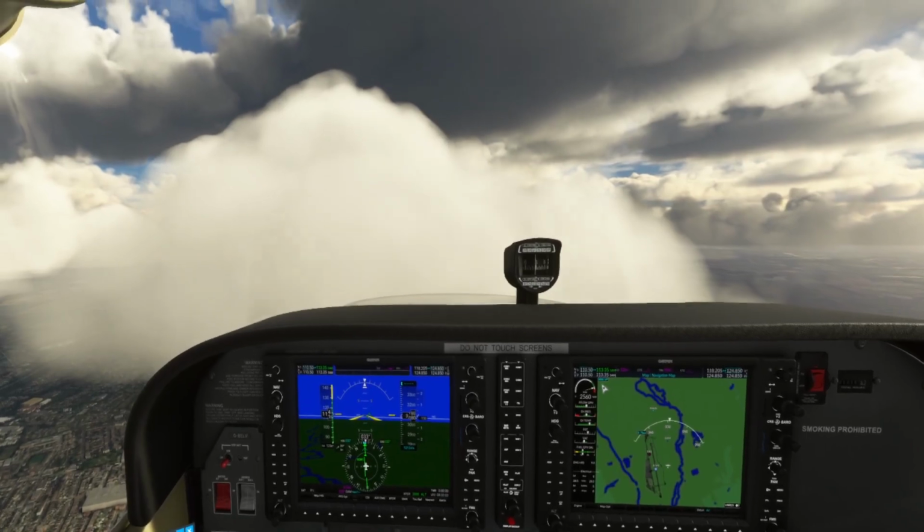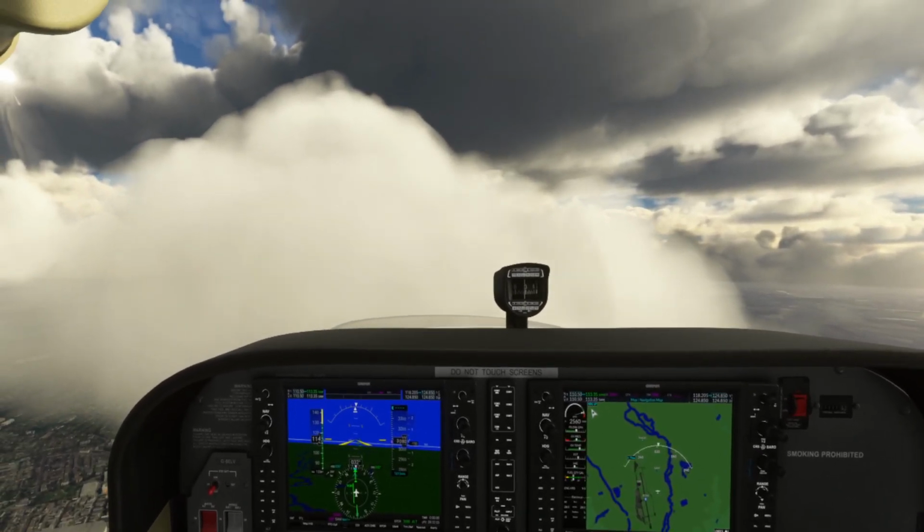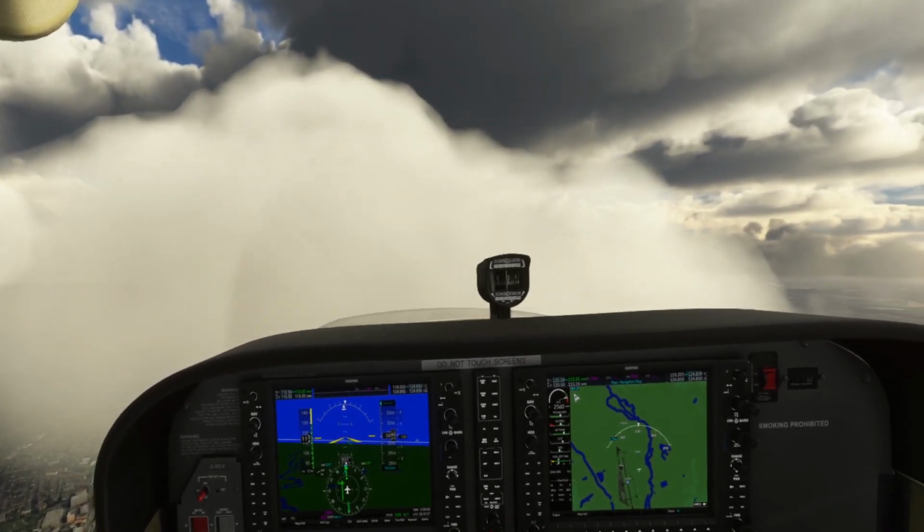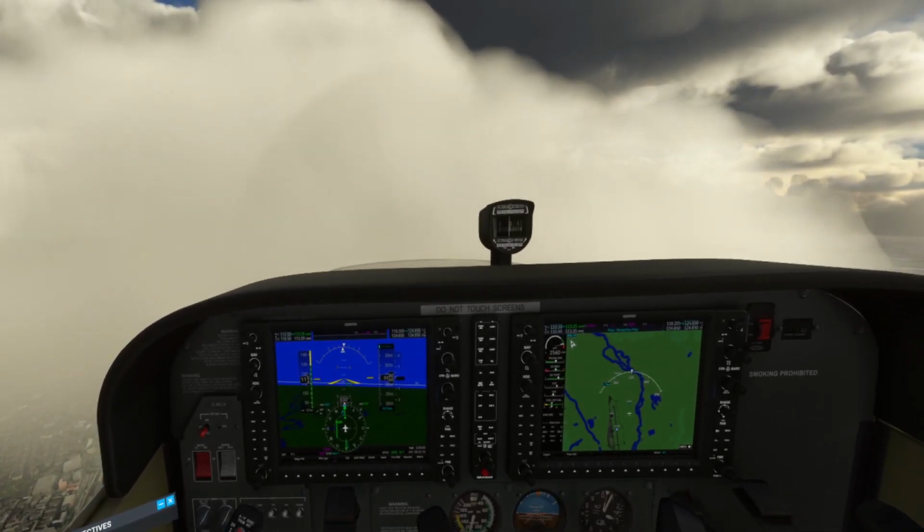Here we are reaching Southampton VOR again, completing our teardrop entry. This time leave Southampton on a heading of 060.